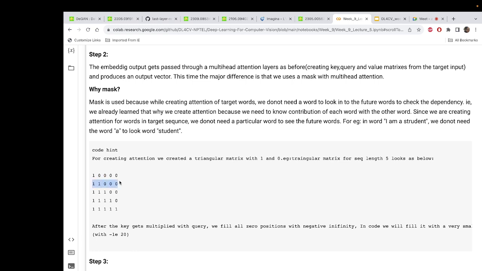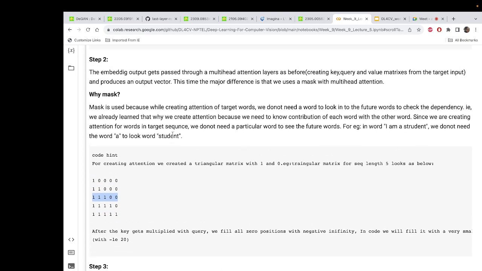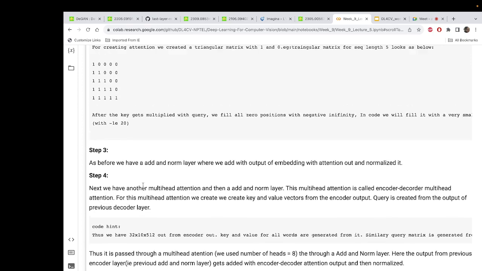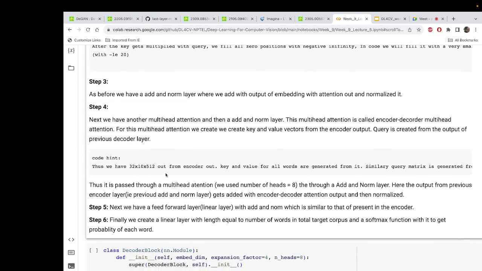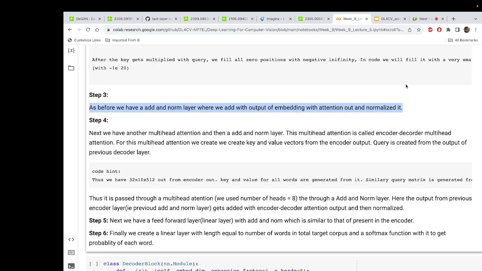In this one I am saying that I am going to look at myself and the previous one, but none of the ones in the future. Similarly, you go on increasing the ones, just to say that I am going to look at myself and all the previous words, but nothing in the future, right. So, this is what is called mask. This mask you create and you pass it on so that your attention is not performed on any of the future words, right. And so, now step 3 and step 4, the rest of the steps we know, right.